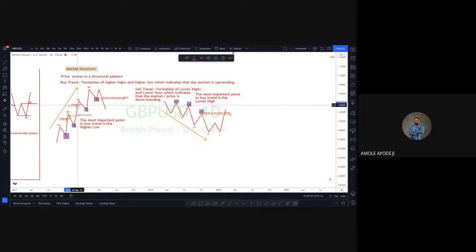This is the impulsive move. This move, let me show you. That's the impulsive move, because this is the move that broke the previous low. Yeah, because it's a buy trend, the move that broke the previous high is the impulsive move. But for the sell trend, the move that broke the previous low is the impulsive move.